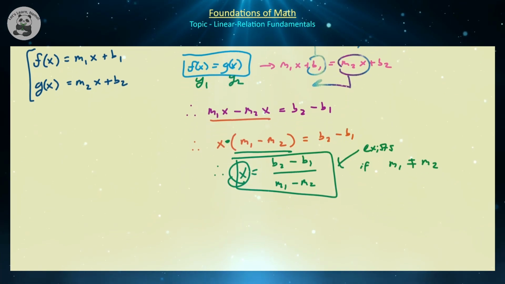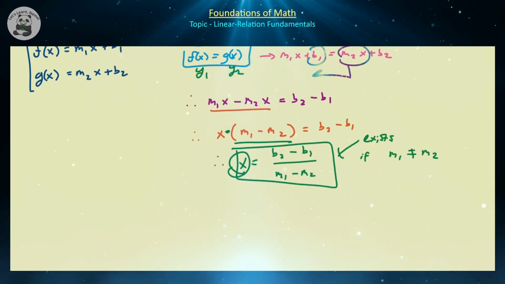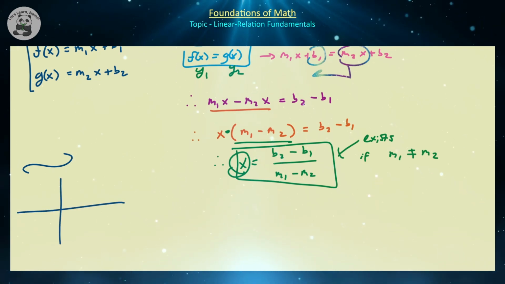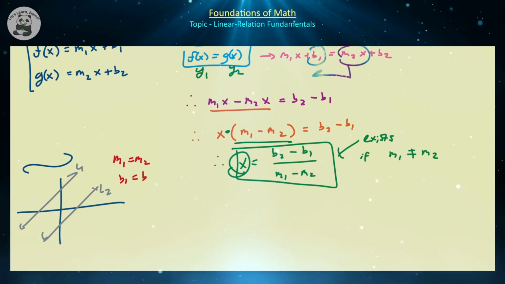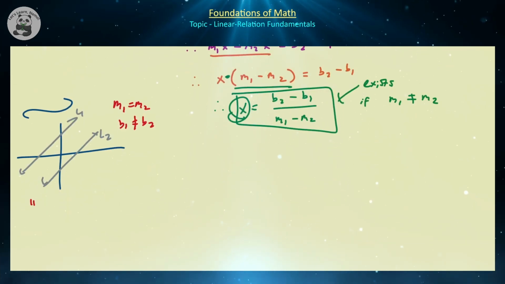Now, what are the other cases? Because what if b2 and b1 are equal and m1 and m2 are equal? That's a possible scenario. So the scenario in case b1 and b2 are not equal to each other is going to be these two lines here, for example, line 1 and line 2. This is the case where slope 1 and slope 2 are equal to each other, and the intercepts b1 and b2 are not equal to each other. If these two criteria are met, then we call these two lines parallel lines. So that's one scenario, and let's look at the other scenario.